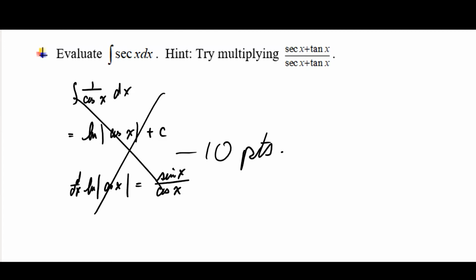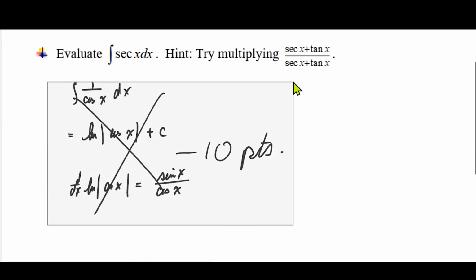Don't do it. Don't do it. You've been warned so many times. Even on secure browser, I will still give you negative 10, okay? So let's not ever do that. 1 over x is the only thing that becomes ln, okay?